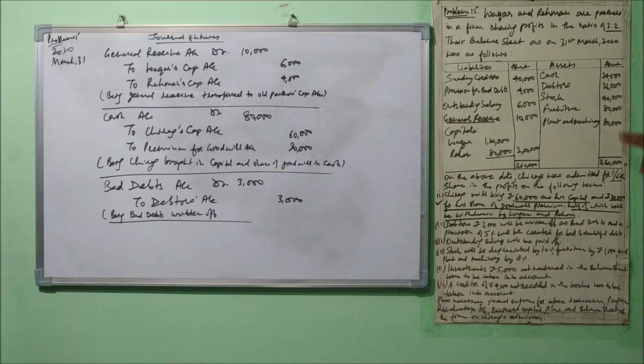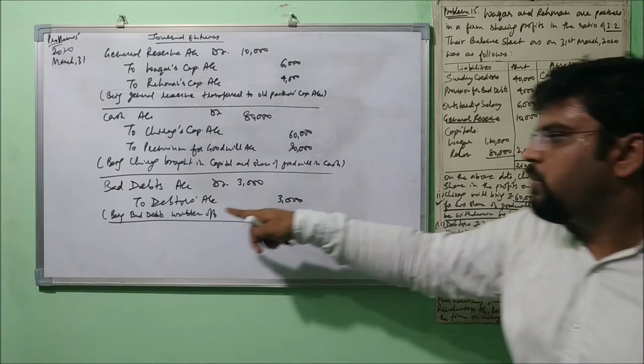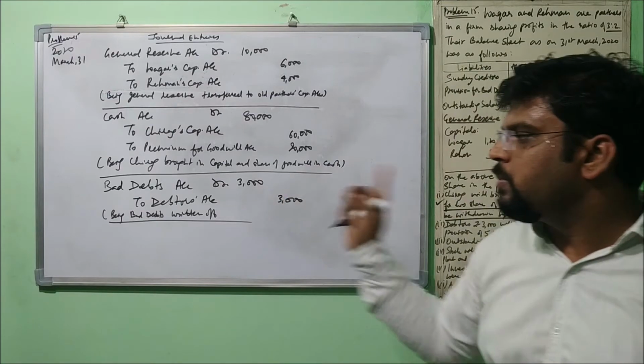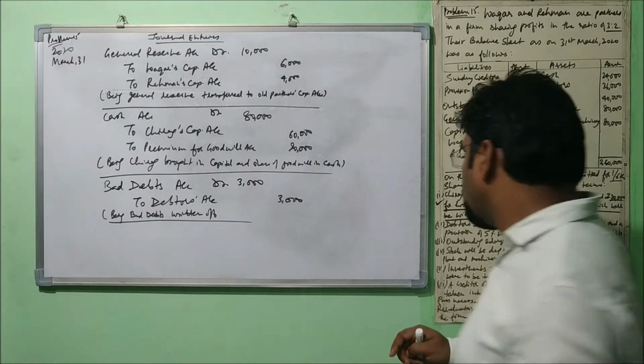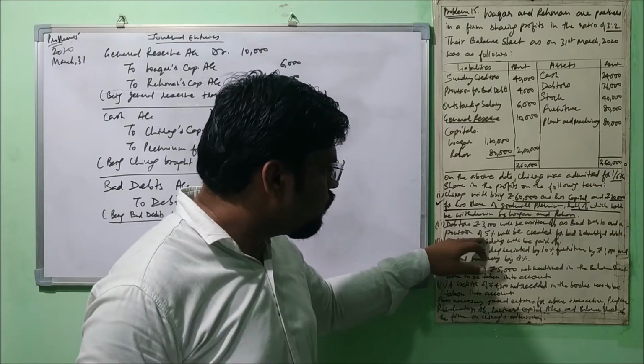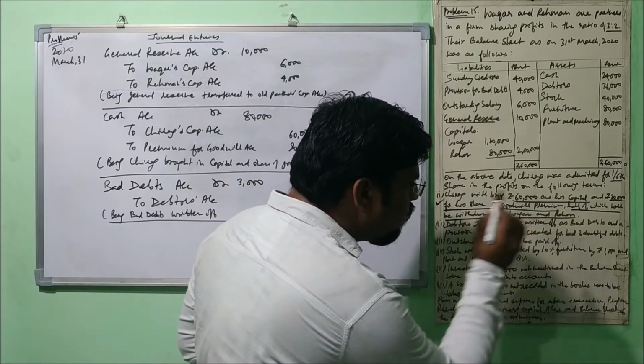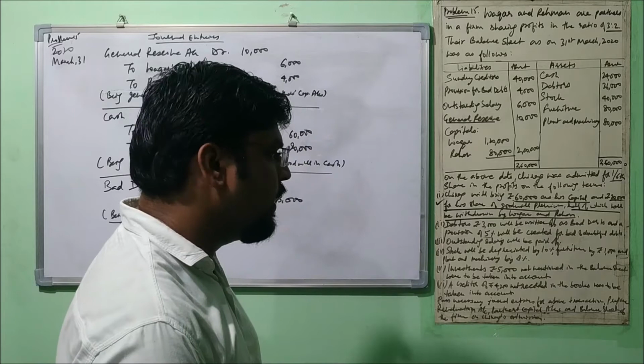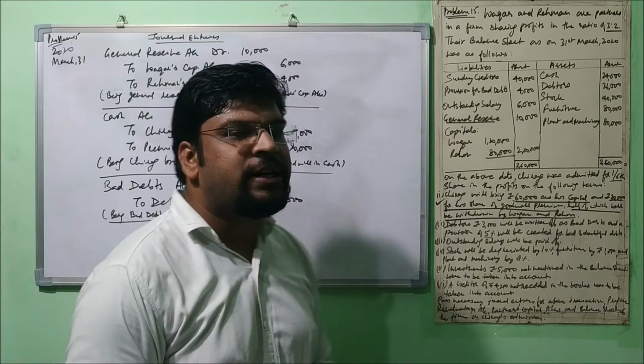And the value of debtors will go down, right? So the entry will be bad debts account debit to debtors account, being bad debts written off. Alright, now let's move further. See, what the question is saying further, a provision of 5% will be created for bad and doubtful debts. Alright, now we have to create the new provision.